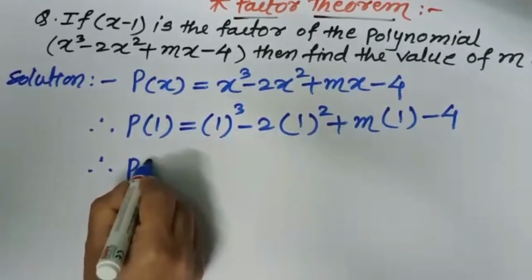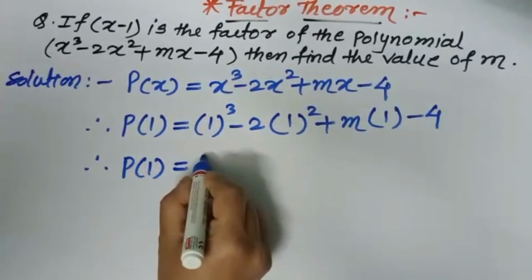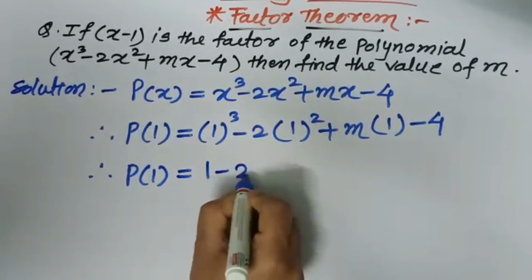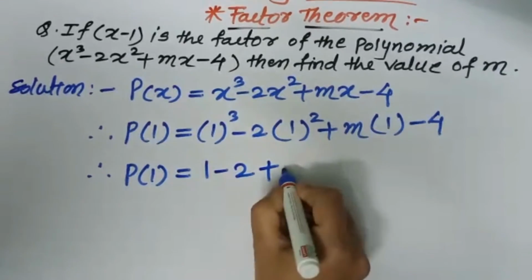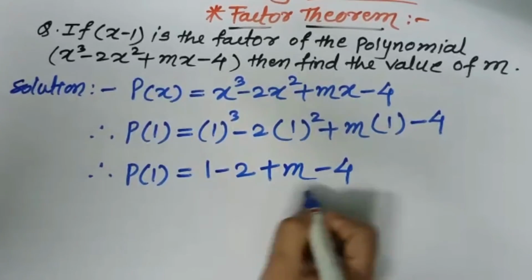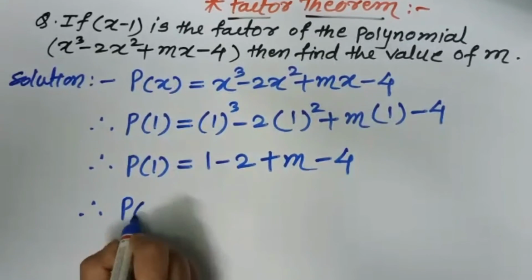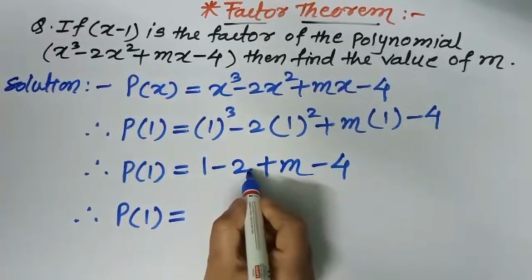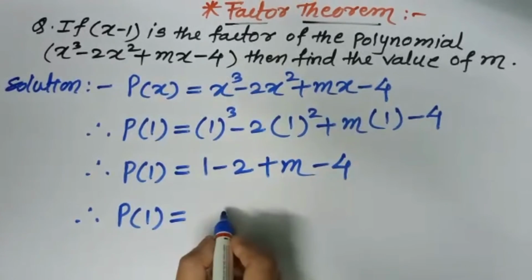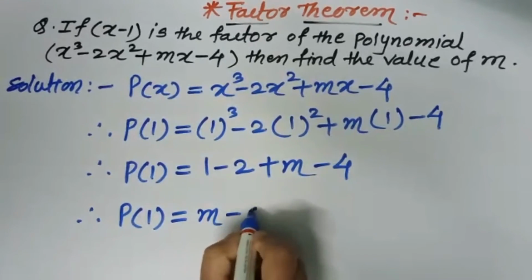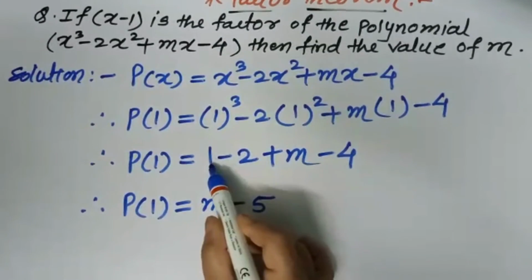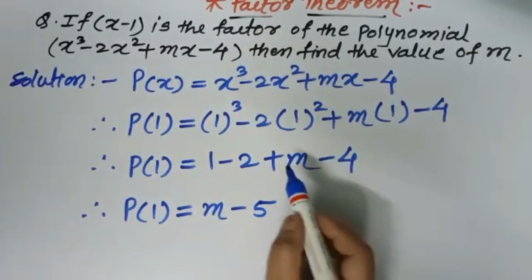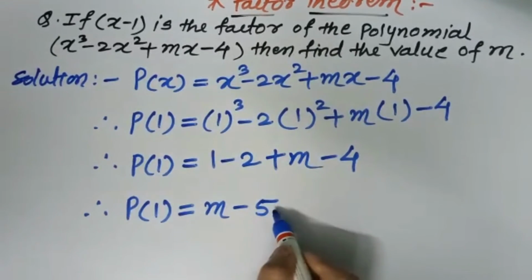Now say p of 1 is equal to, cube of 1 is 1, square of 1 is 1, and 2 ones are 2, means minus 2, then further plus m ones are m, and minus 4. Okay. Now write, therefore, p of 1 is equal to, see here 1 minus 2 is minus 1, and minus 1 and minus 4 is minus 5, means it is m minus 5. Understood how? See, 1 minus 2 is minus 1, and minus 1 minus 4, because of similar signs, they will add as minus 5.